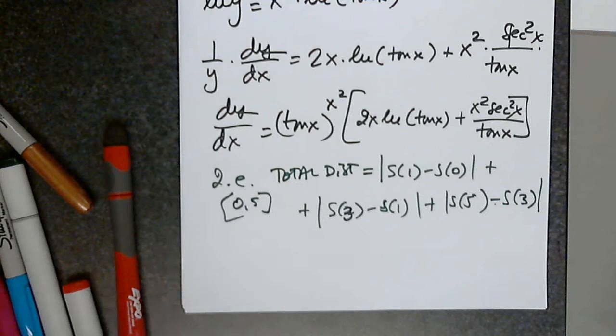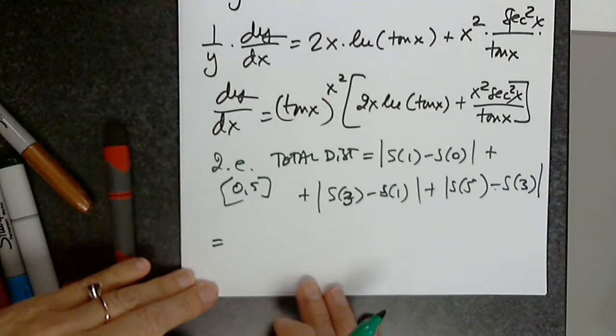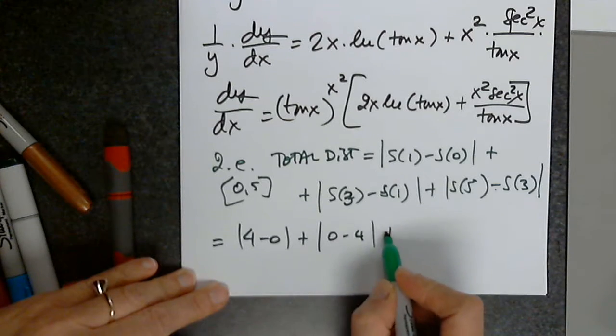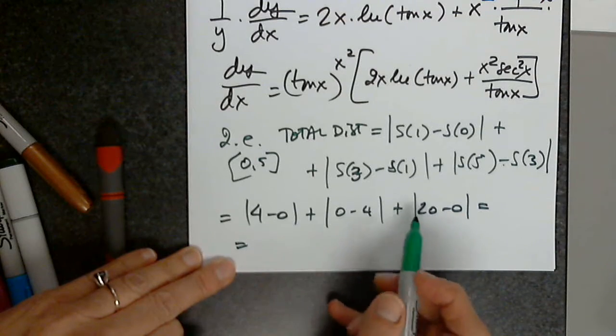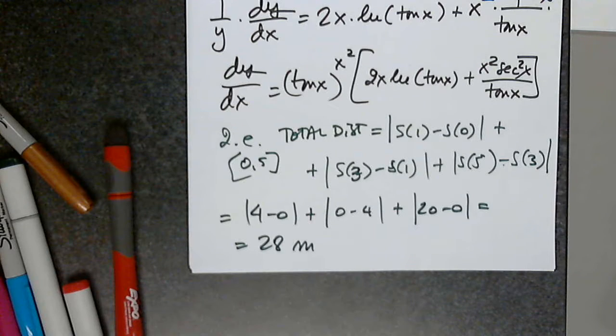So you have to plug them in the function. Can anyone give us the number so I can put them in? It's 4 minus 0. 4 minus 4. 20 minus 0. Thank you. So this is 4 plus 4 plus 20, 28. And it was in meters. Is that good enough? I'll take a look at it. Just don't write anything and show it to me.